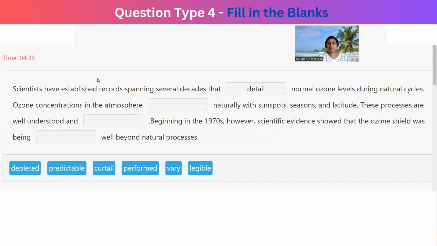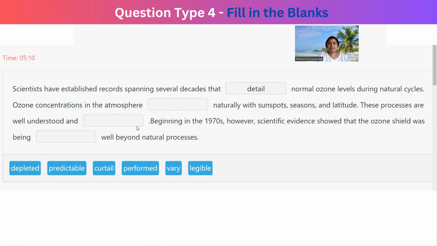Now, they have got some kind of records that describe some ozone levels during the natural cycles. Now, let's move to the next line. Ozone concentrations in the atmosphere blank naturally with the sunspots, seasons, and latitude. Now, what happened to the ozone in different phases? In different latitudes, what happens? Seasons. In different sunspots. So, what happens to ozone concentration?